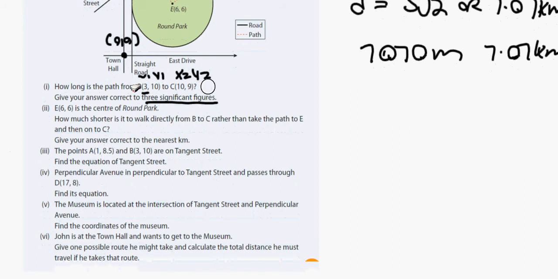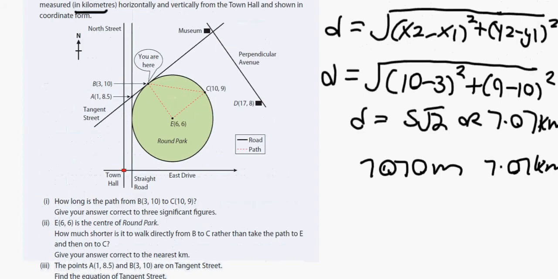E is the point 6, 6. It's the centre of Brown Park. How much shorter is it to walk directly from B to C rather than take the path to E and then on to C? So we know what B to C is already. So we know that B to C is from here to here. But what we have to figure out is how far it is to go through the path and out again. So we have to find out 2 different distances this time.